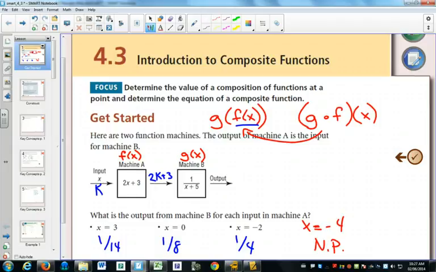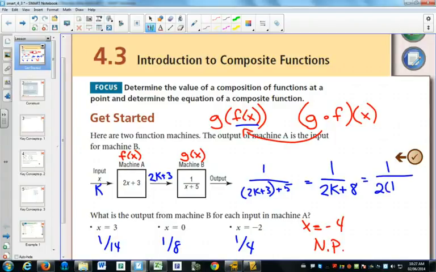Now, when you had the 9, then you plugged the 9 in for the x, right? And you got 1 over 14. Now you have a 2k plus 3. You have to plug the 2k plus 3 in for the x, and you're going to get 1 over 2k plus 3, that's where the x was, plus 5. So you get 1 over 2k plus 8. Which is the same as, I could factor out that 2, k plus 4.